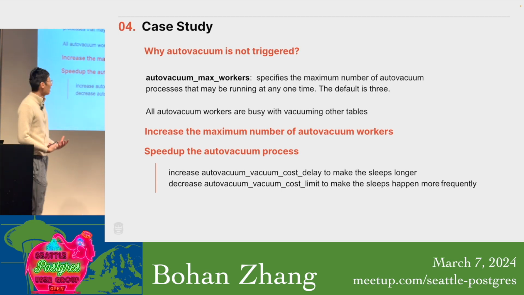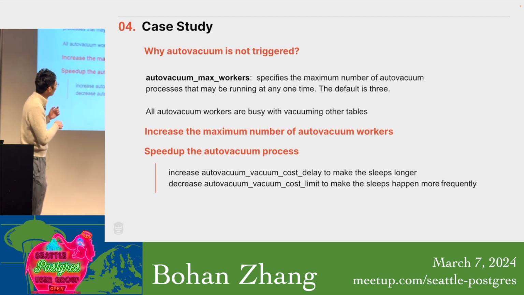There are some parameters to control the speed of the auto vacuum process. One is vacuum cost delay, and another one is vacuum cost limit. The idea here is that Postgres has a cost model to calculate the cost of your auto vacuum process. If it reaches a limit, it sleeps a little bit, and then continues running the auto vacuum process. So this cost limit controls the limit. When the cost of auto vacuum reaches this number, it sleeps for the cost delay. This one, cost delay, you can increase.